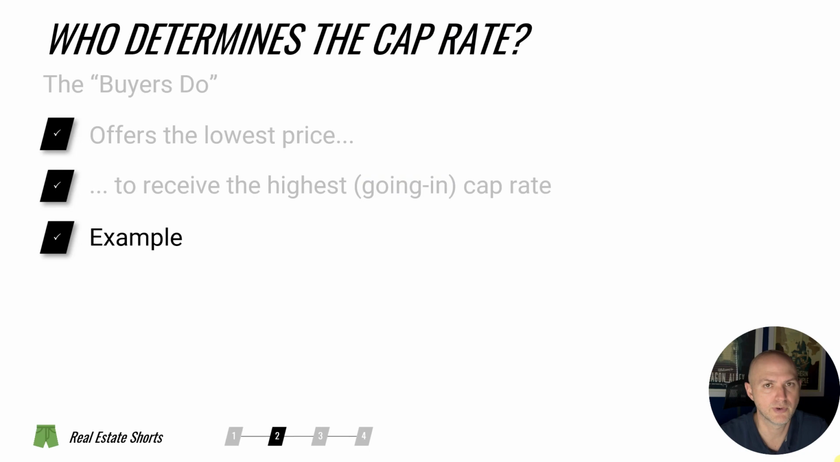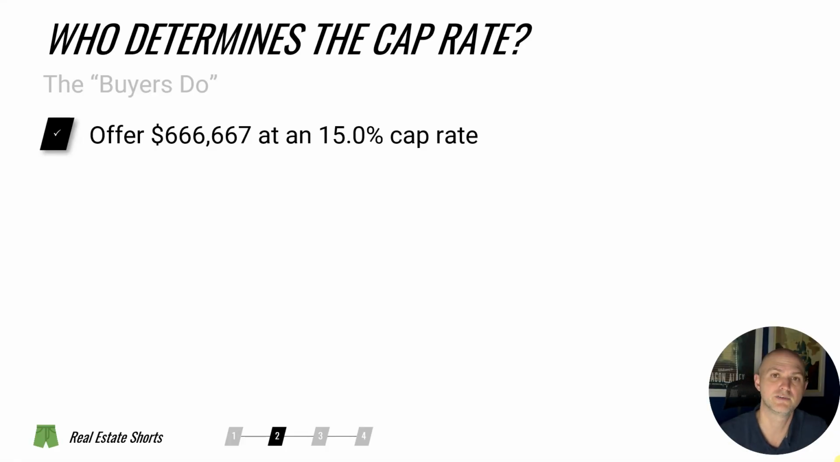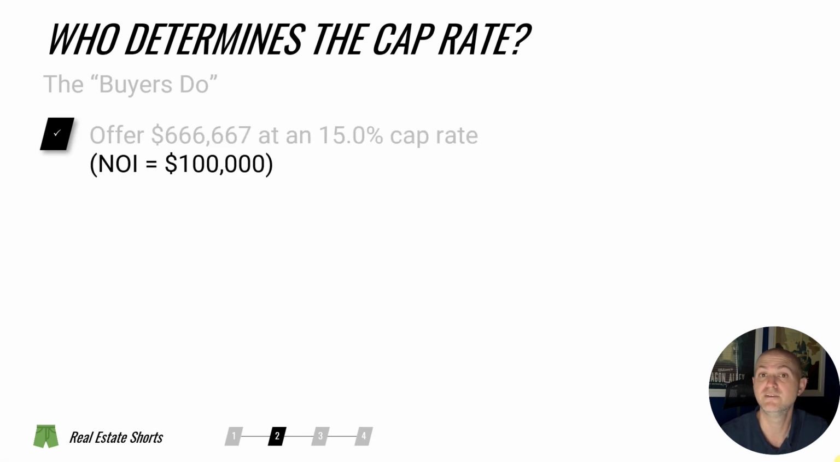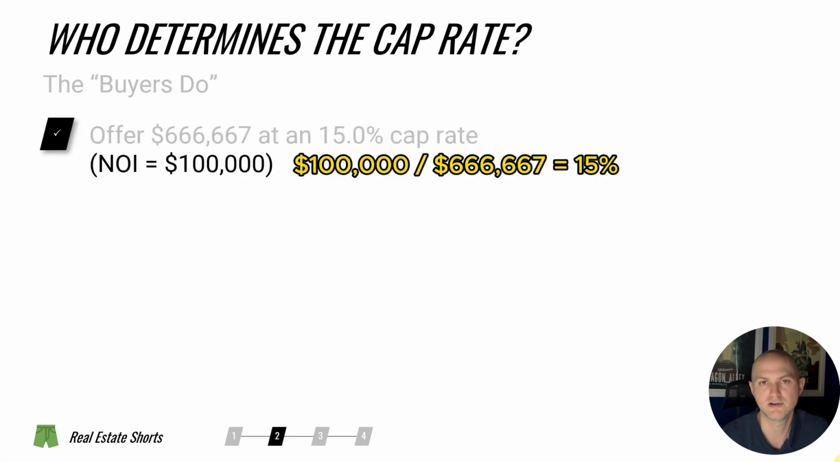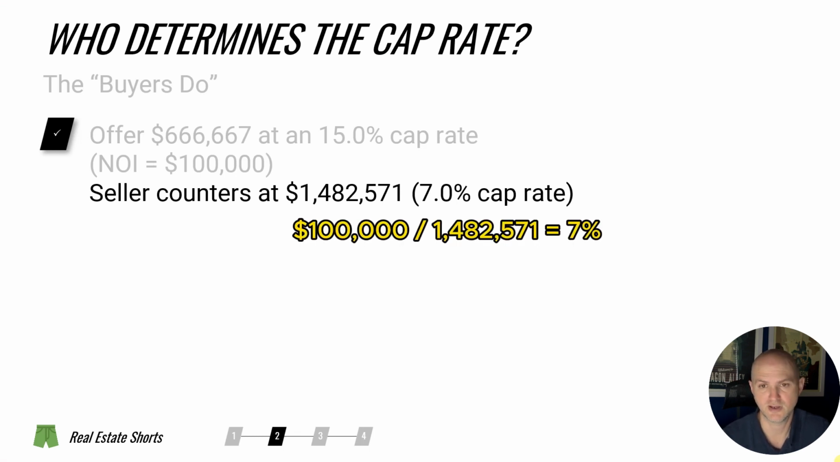So let's take a quick example so we can see what that means. Let's come back to this apartment building. How about we say that the buyer is now making an offer on this building? They offer $666,000. That works out to be a 15% cap rate at $100,000 of NOI. What if we say that the seller counters at $1.482 million? That's a 7% cap rate on $100,000.